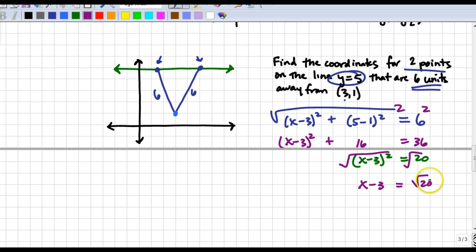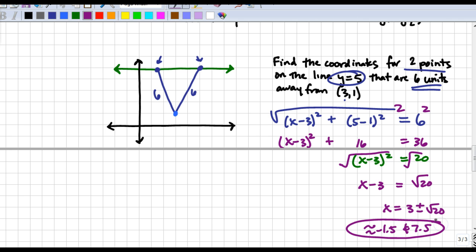That's going to end up being a decimal, and so I'm going to wait and get the x alone, and then I'll type it in on my calculator. So I'm going to add 3 to both sides. So now I'm going to have 3 plus square root of 20. Keep in mind that the square root of 20 is actually going to be plus and minus, because it could be one of 2 numbers there. And so now I'm going to type that in on my calculator. 3 plus square root of 20 and 3 minus square root of 20, and I'm going to get 2 results. When I do that, I get about negative 1.5 and 7.5.